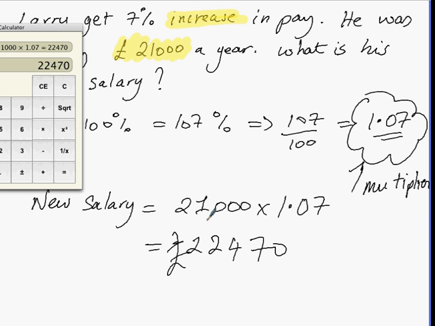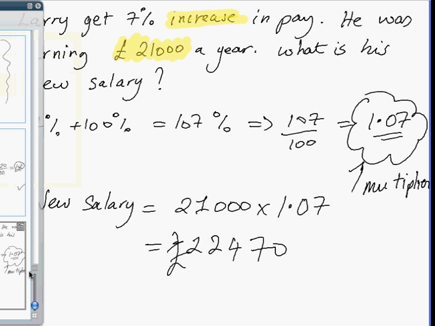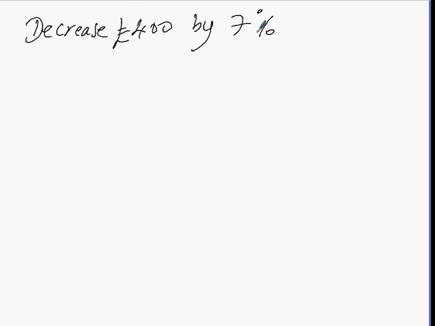Let's take a look at another example where we're going to be working with percentage decrease. Okay, so I want to decrease £400 by 7%. And I'm going to show you the method that I use with the multiplier. And after that, I'm going to show you another method where you can do it by hand.